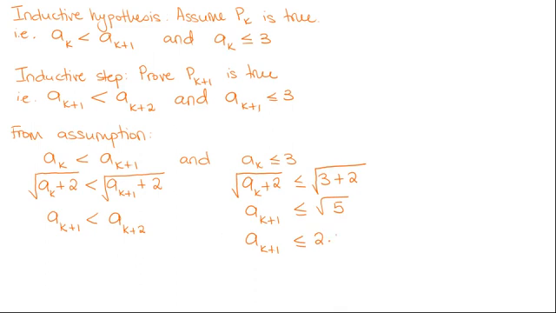Some of you might be panicking at this stage saying you didn't get the 3. Well, guess what? If the term is less than or equal to 2.24, by the transitive property, it must also be less than or equal to 3. There's no way it could be less than 2.24 and not less than or equal to 3. So we can go ahead and just say it is less than or equal to 3. So we've proven both statements, right? This piece and this. Therefore, PK plus 1 is true.